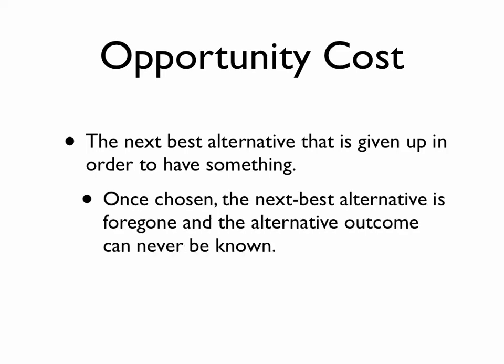The other thing we want to keep in mind is once we make that choice, that next best alternative is foregone, and we can never know what the alternative outcome would have been. So for example, I go to the grocery store, and again I'm going to buy either an apple or a lottery ticket, and I decide to spend my dollar on the apple. The lottery ticket is foregone. That was my next best alternative, and I never will know if maybe I won the numbers. Maybe I got all the numbers right and I won a $50 million jackpot. Well, I can never know that. Once I chose the apple, that alternative outcome was gone.